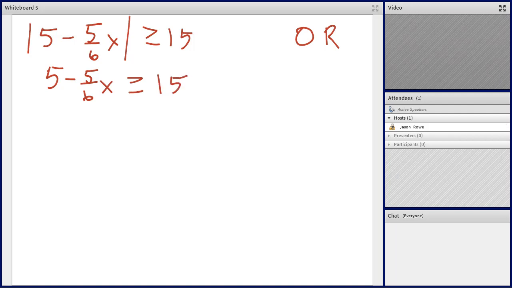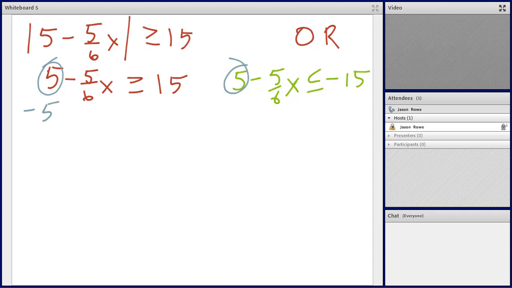The second one, so we make those two changes. I'm going to flip that inequality sign. I'm going to make 15 its opposite, so negative 15. And now I'm going to use my two-step process to solve. Step 1, I've got to get rid of this 5. I'm going to subtract 5 from each side. 5 minus 5 is 0. That's why they cancel. So those cancel. Drop down what's left.